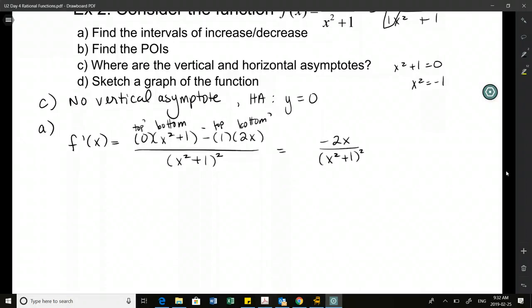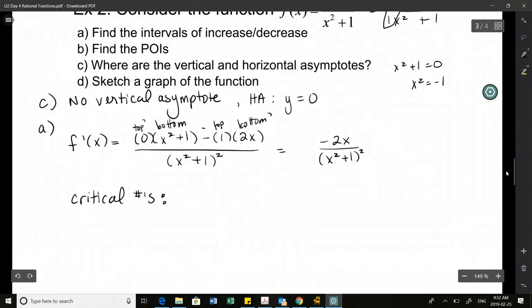Okay, critical numbers here. So the critical numbers are, again, anywhere that our first derivative is equal to 0. Where is my first derivative going to be equal to 0? Maiwa? 1 and 2?